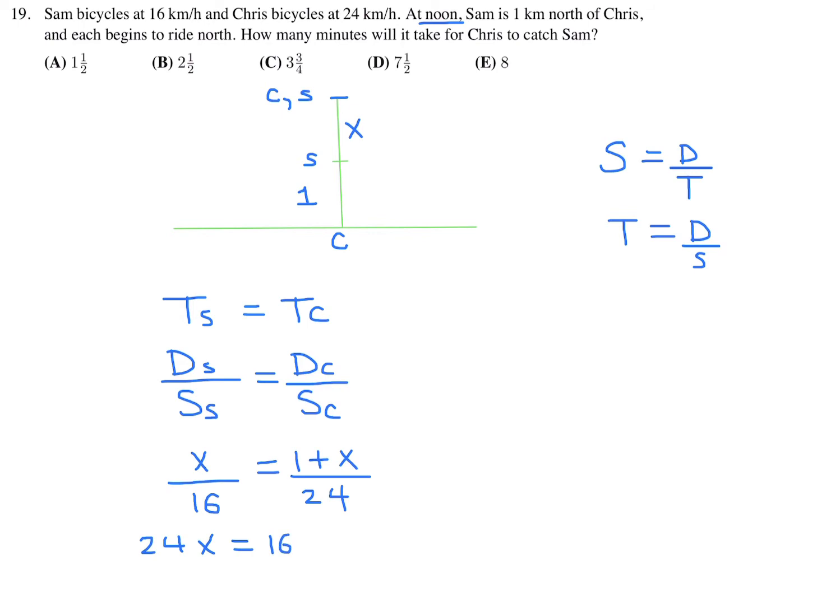24x is equal to 16 plus 16x. This is 8x is equal to 16. And that gives me x is equal to 2. 2 what? Well, it's 2 kilometers.